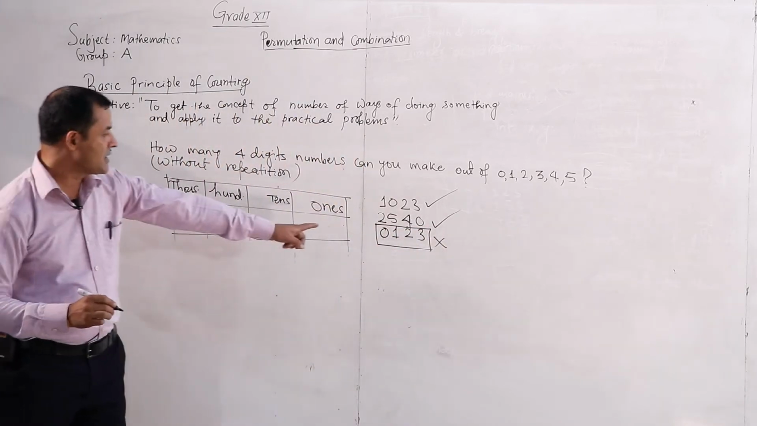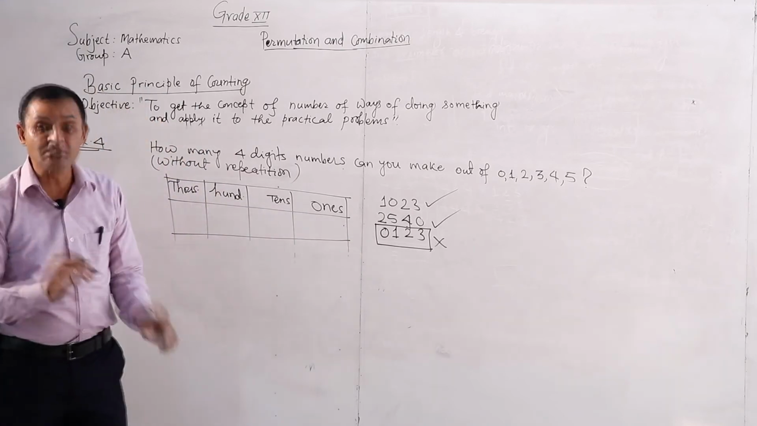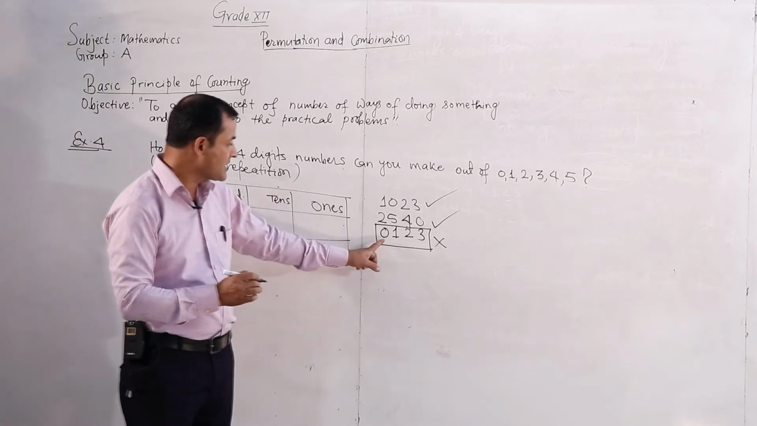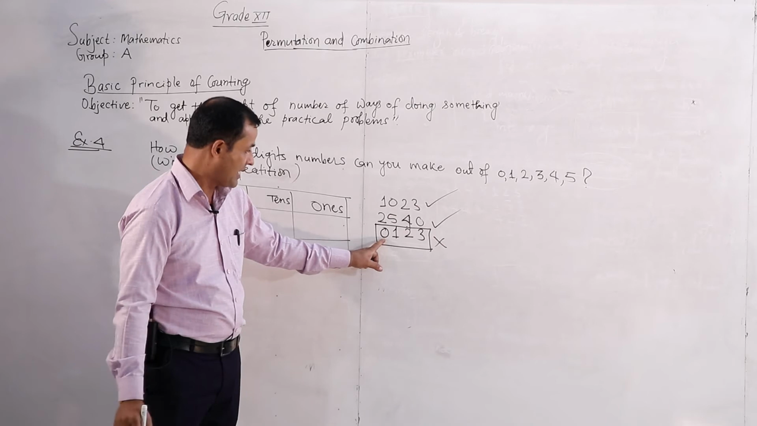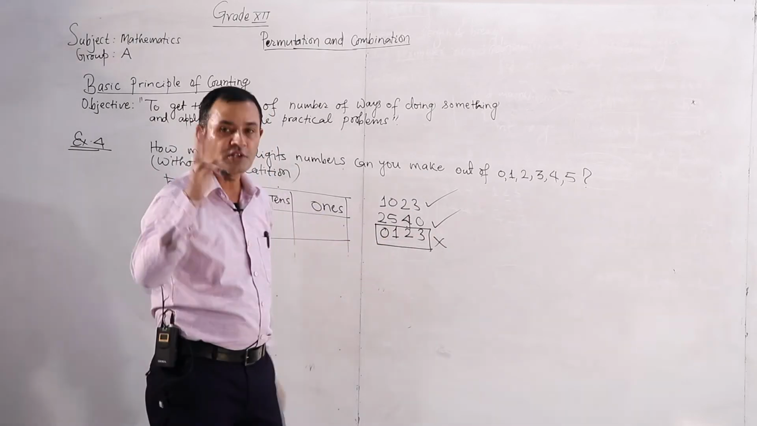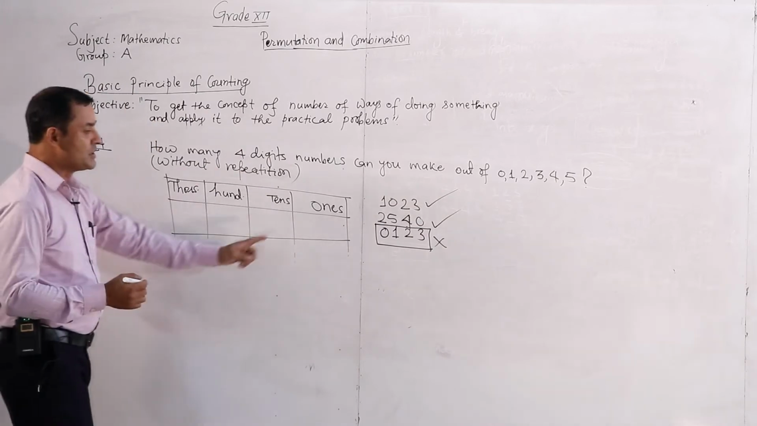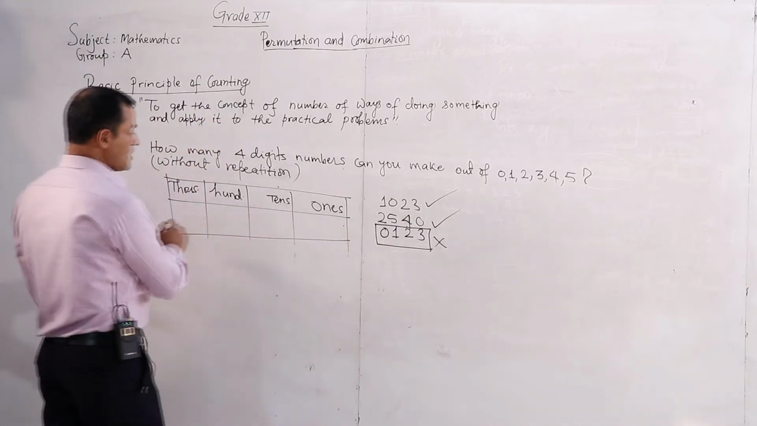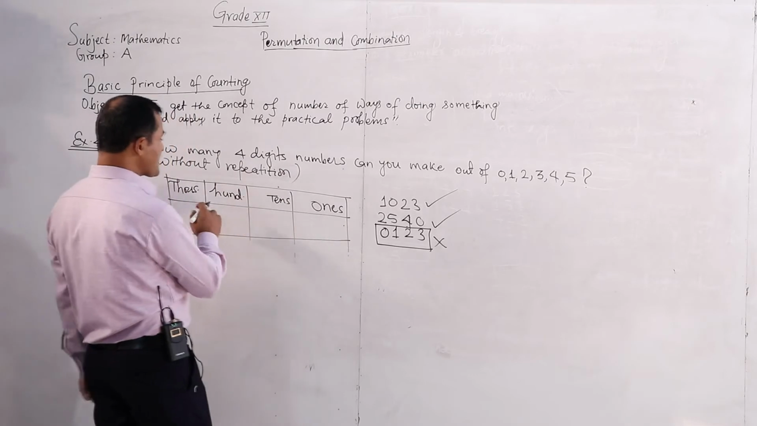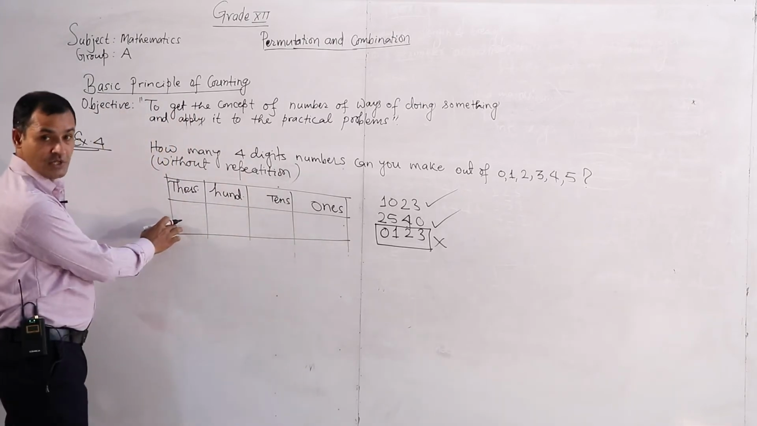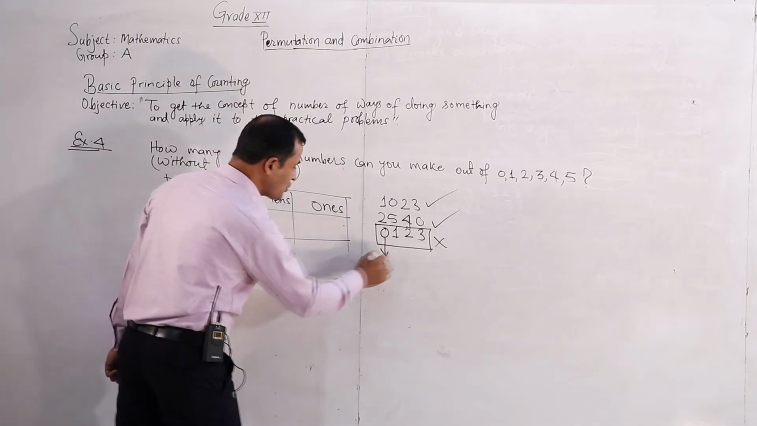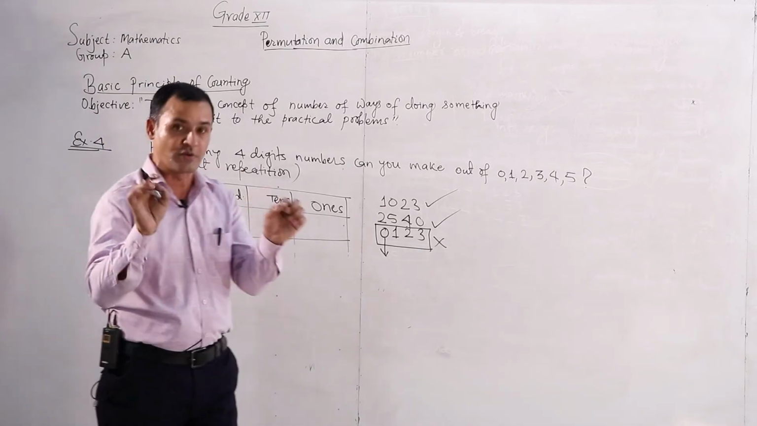So 0 in the thousands place is not allowed. Why? Because it doesn't have any value. So it is just a 3-digit number, no more a 4-digit number. That's why we need to take care about this. So our restriction is in the thousands place. We need to remember that. Our restriction to put 0 is in the thousands place.